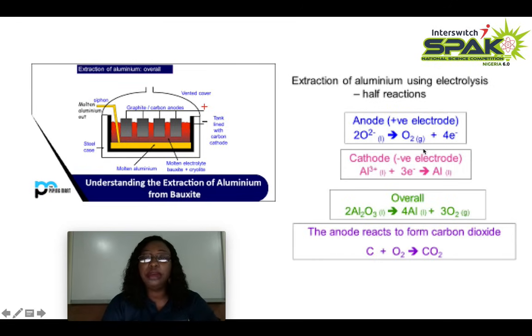Now, during the process, like I said, cathode is reduction, anode is oxidation, and the overall reaction is 2Al2O3 to give 4Al plus 3O2. Now, your molten aluminium will come out from this side. You have your molten aluminium and you can collect it. So this is how the extraction of aluminium occurs from bauxite.